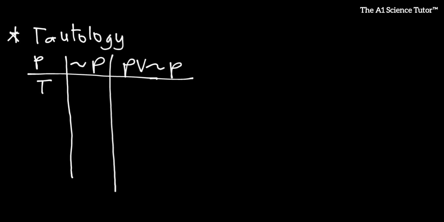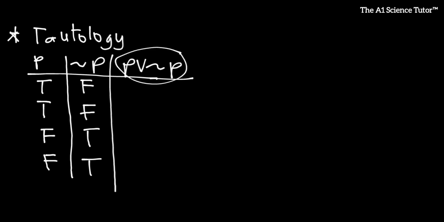So let's say this is true, and let's say this is true, this is false, and let's say this is false. And let's say this is false, this is false, this is true, and this is true. You can represent it whichever way you want, but just try doing it. Now, if I disjuncted P with a negated P, what's that going to give?